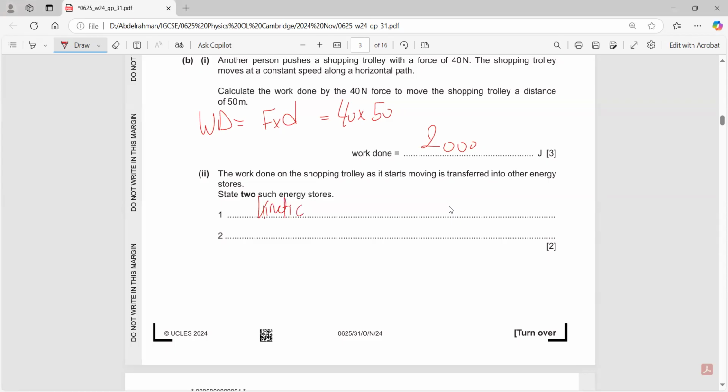And as you're moving, there is some friction. So this friction produces what type of energy? Yes, it does produce thermal energy. Yes, heat or thermal energy. Okay, good.